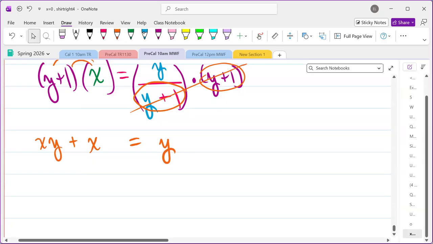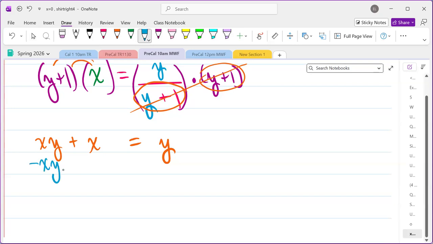Now we want to get y by itself. I have more than one y in my equation right now. So my next step is to get everything that has a y on the same side. So I'm going to minus xy from both sides of the equation.